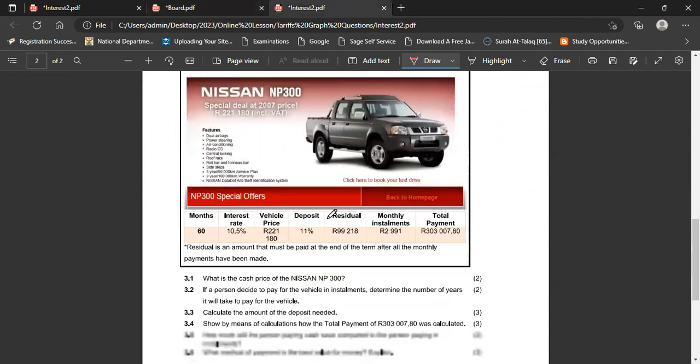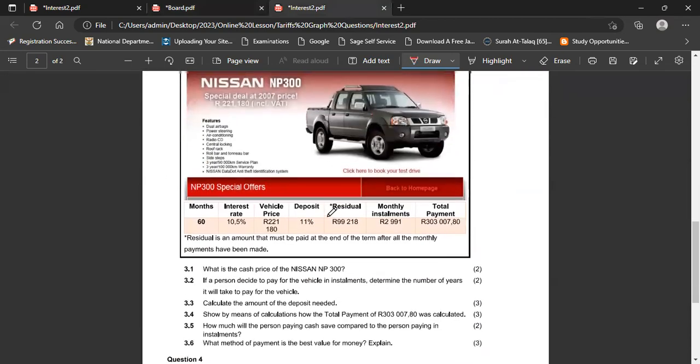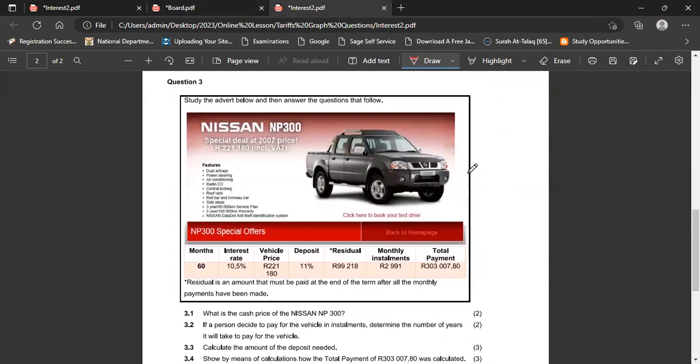All right, here we go. Let's look at this. This is a car. This is still under finance, paper one. What is the cash price of the car? We have two places that will tell us the cash price. Number one, you look into the advert. This money here is the cash money, the cash amount or the cash price. So just write it down there. 221,108.